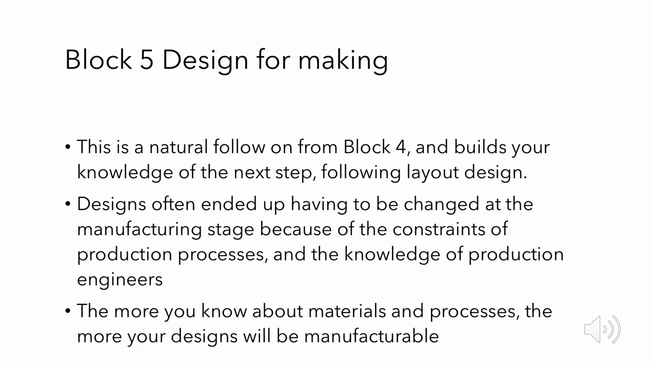So Block 5 is really a natural follow-on from Block 4. It's really about the next step after layout design, because designs often end up having to be changed at the manufacturing stage because of the constraints of the production process, and the knowledge of production engineers is really critical in deciding small changes that might need to be made because, for example, the tolerances can't be achieved, or it can't be moulded in that way, or whatever. The more that you know about materials and processes, the more your designs will be manufacturable, which is why we end on design for making.